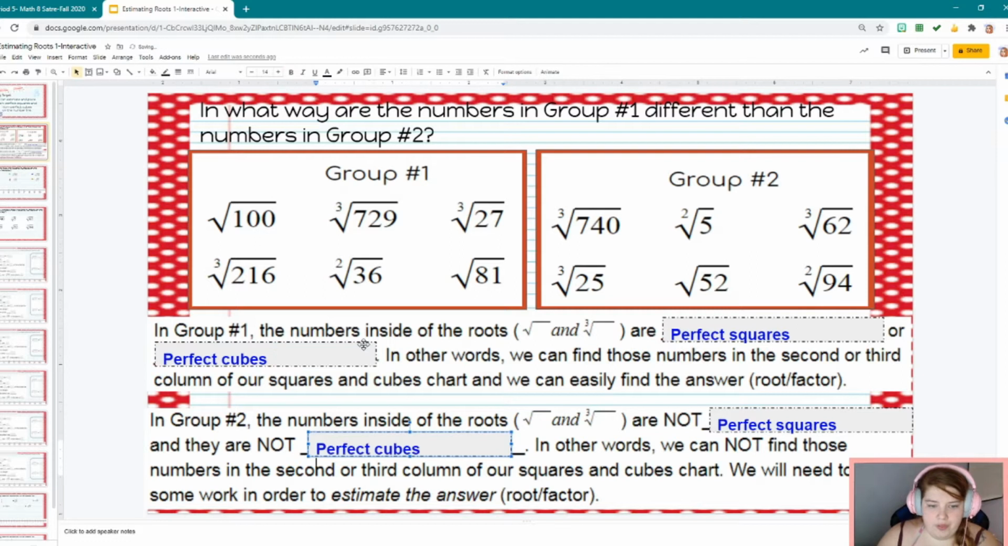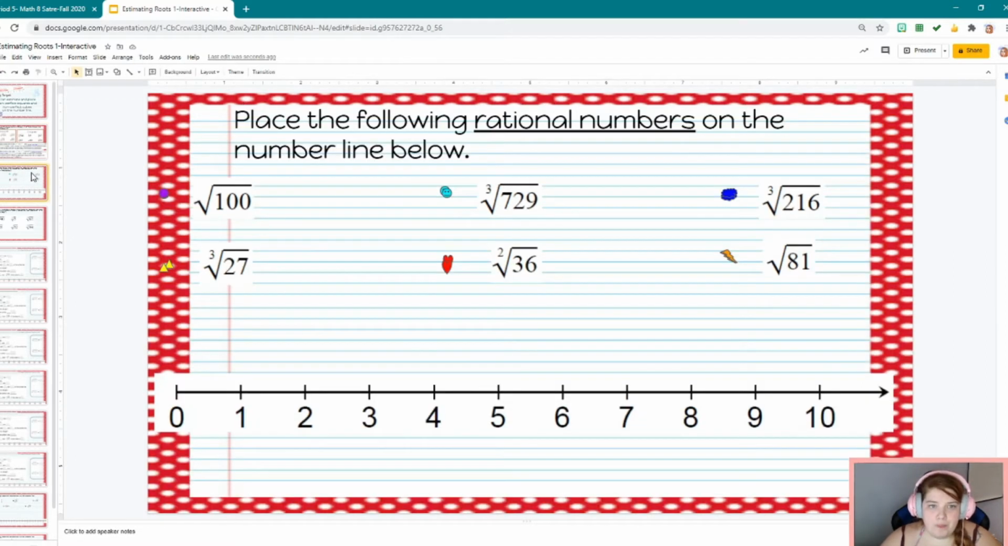So the first box is perfect squares or cubes. The second box is not perfect squares or cubes. So this one we can easily find the answer to, whereas in this group, we can't easily find the answer. We'll actually have to estimate by doing some work. So we want to place the following rational numbers on the number line below.